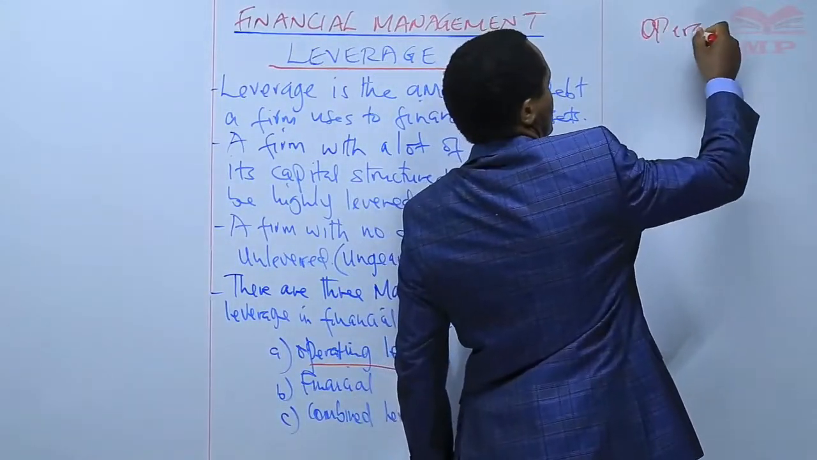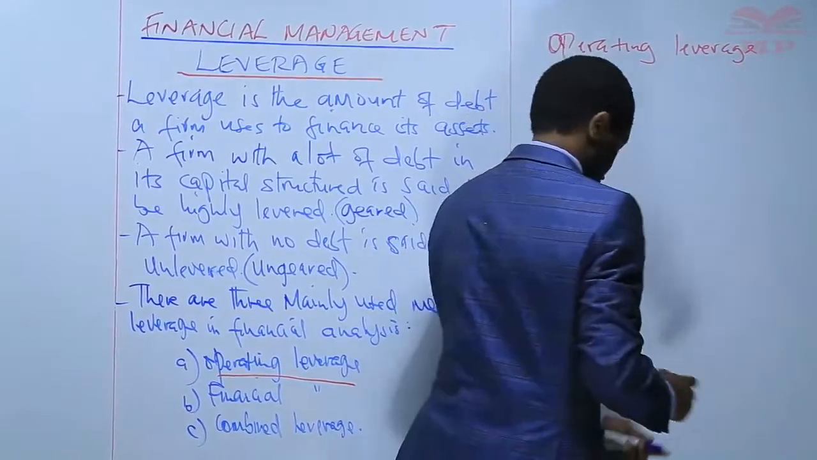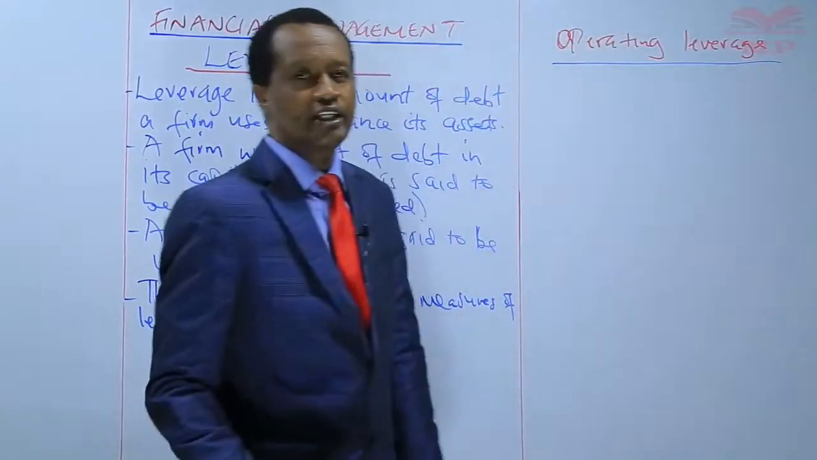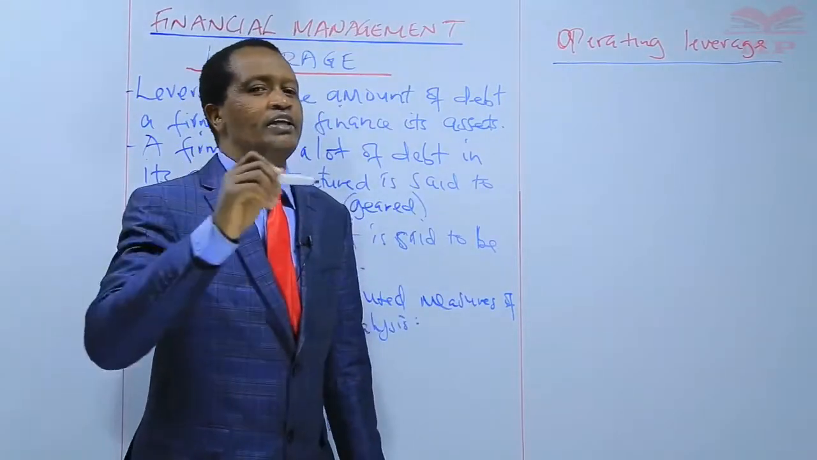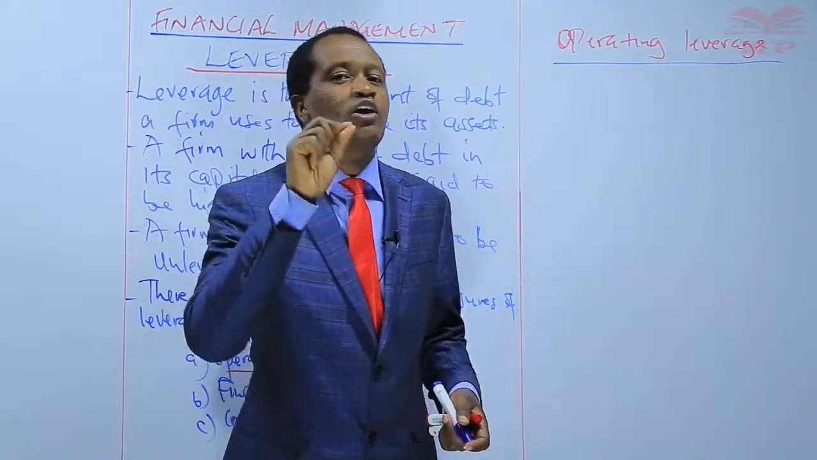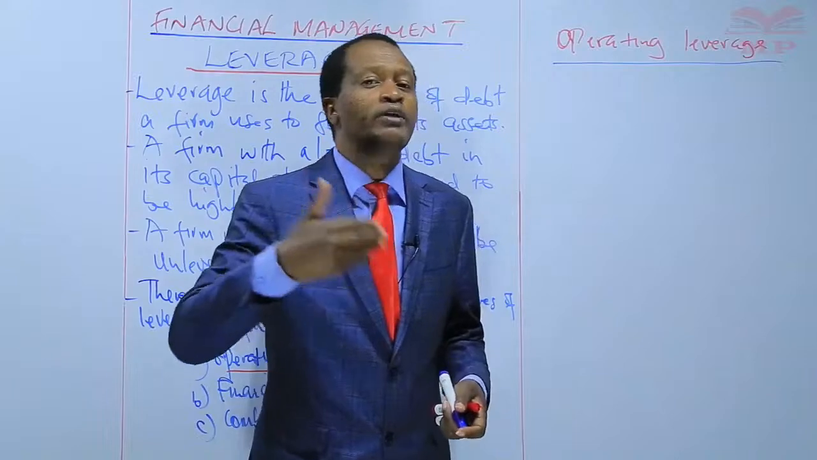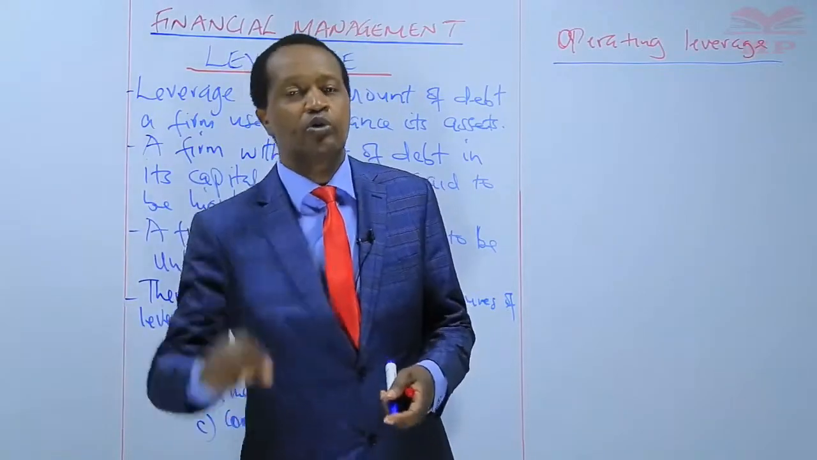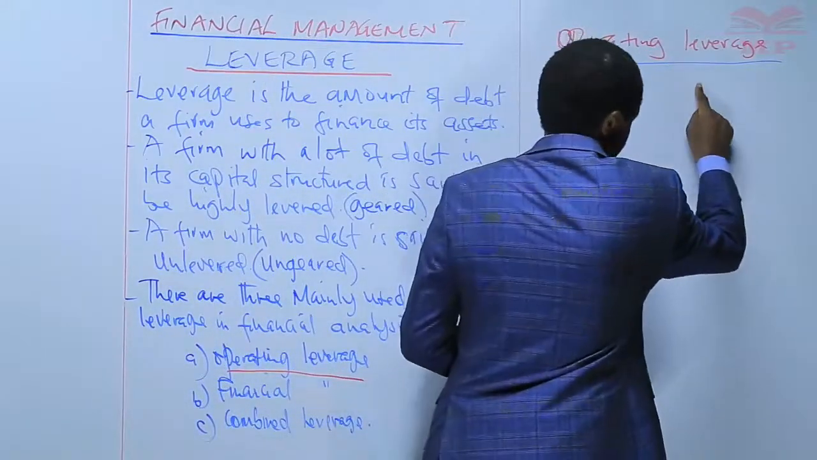So let's define operating leverage. In this lesson, we will define operating leverage. Now, operating leverage may be defined as the employment of an asset with a fixed cost in the hope that sufficient revenue will be generated to cover all the fixed and variable costs. That is the meaning of operating leverage.